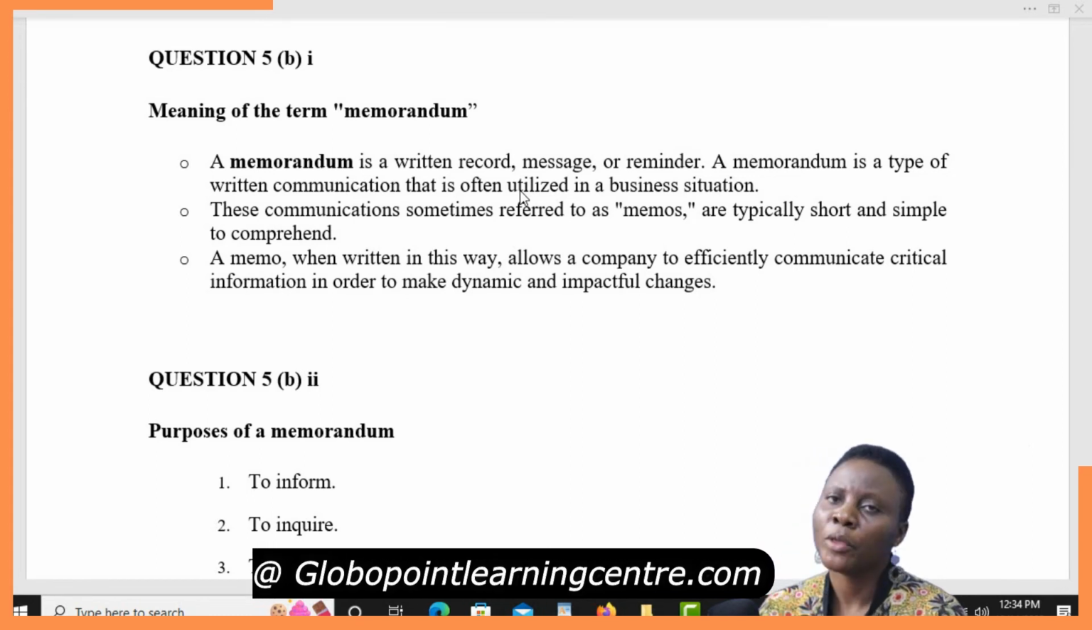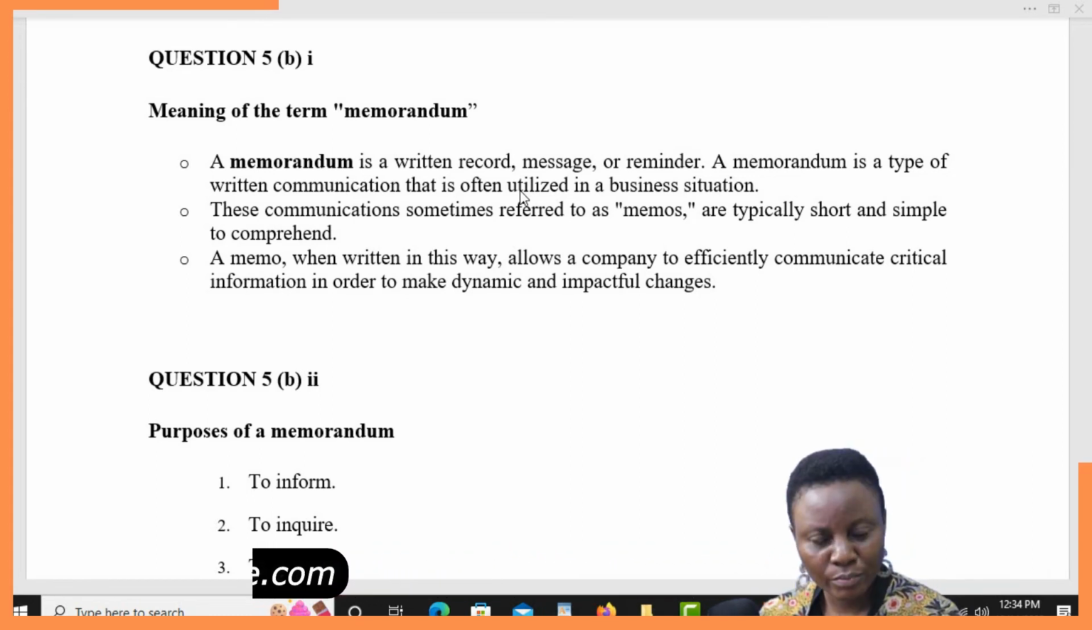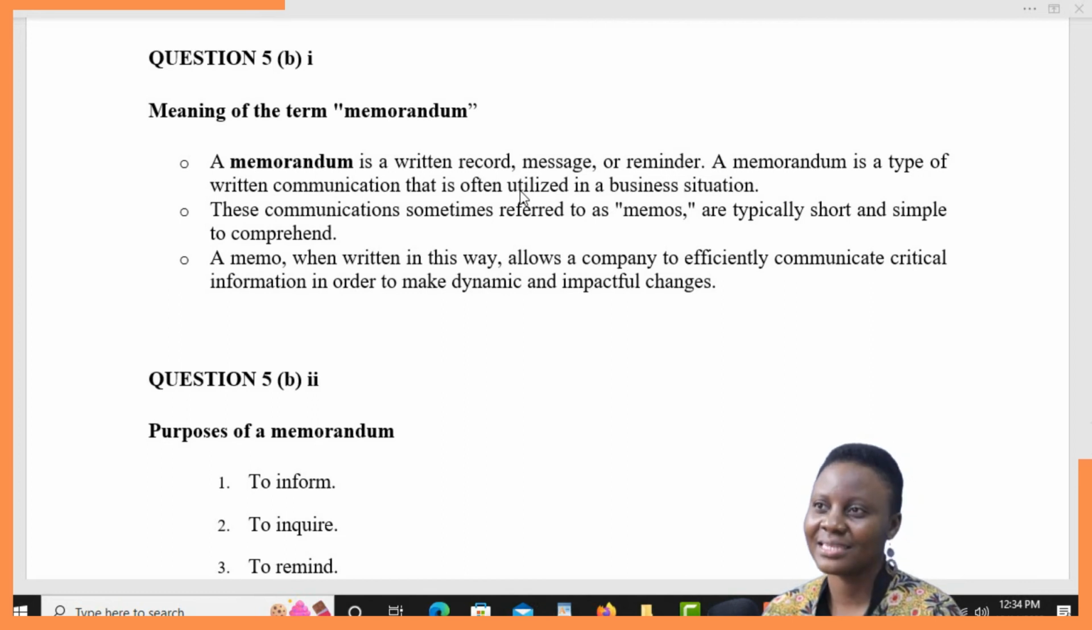A memo can also be used to inquire. You use memos because you want to inquire about something. There's a certain information you're looking for. There's a certain feedback you're looking for. Sometimes you can also use memos.